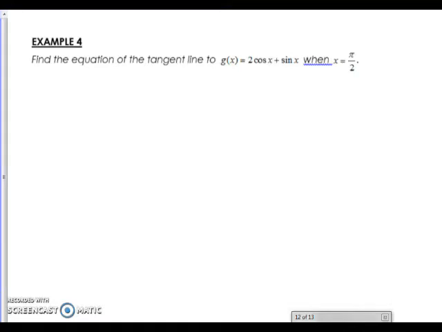Okay, we have 2 more examples and then we're done. So find the equation of the tangent line to 2 cos x plus sine x when x equals pi over 2. So I know that we're going to be looking at pi over 2, so I'm just going to sketch out a quick reference thing, not a unit circle. So I know this is the point 0, 1, and then this is also pi over 2. So that's what I think will be important for this.